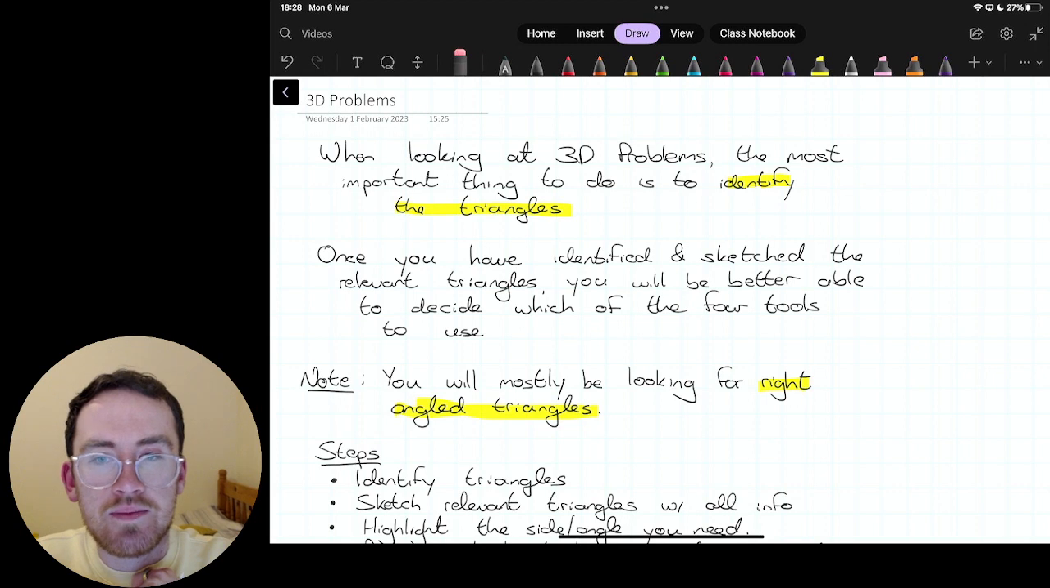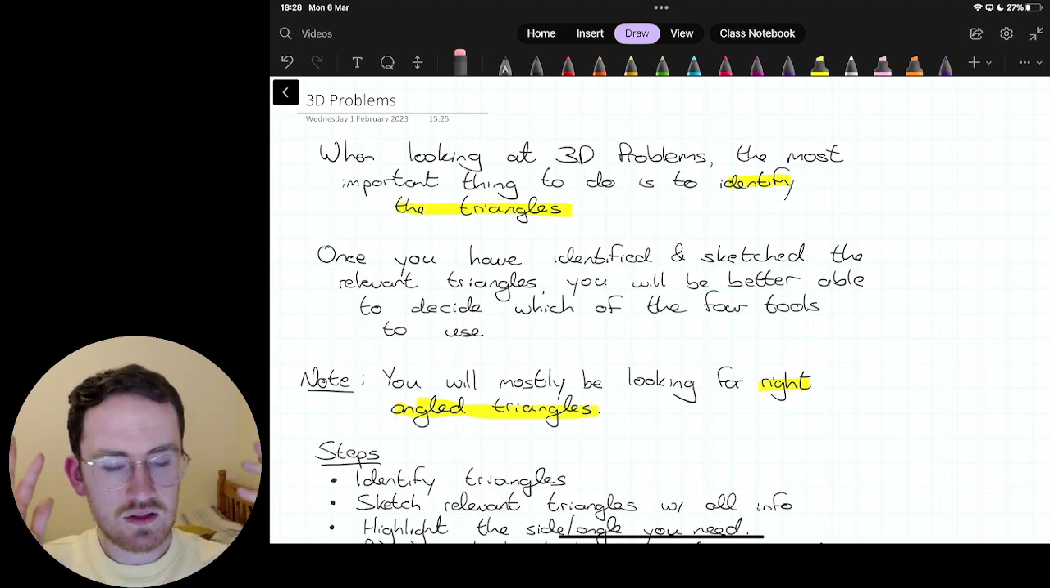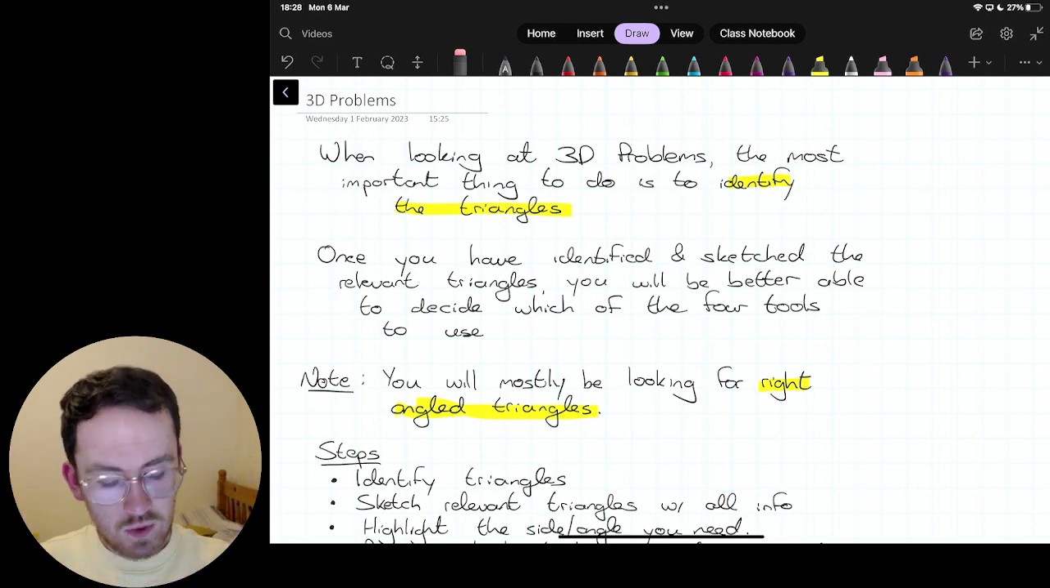Looking at 3D problems, the main thing we need to remember is to identify the triangles, which is what's highlighted there. So we identify the triangles, then from that we can figure out where we need to go. Once we've identified and sketched them, we're able to decide which of our four tools to use.